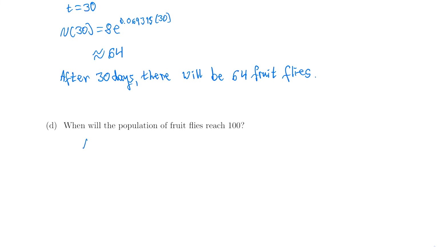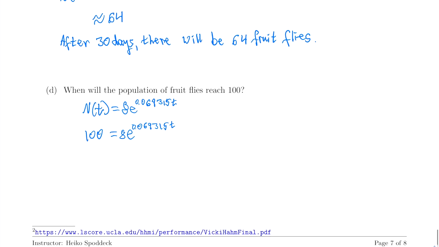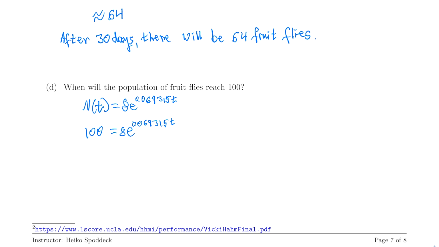So we again start with our function. We have n of t equals 8 times e to the 0.069315 t power, and we want 100. So that means our n is 100, equals 8 times e to the 0.069315 t power. So this time we are solving for t, and again the t is in the exponent, and that is the whole idea why we actually invented logarithms.